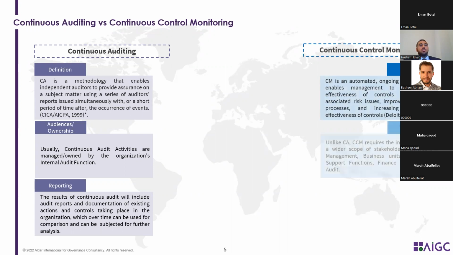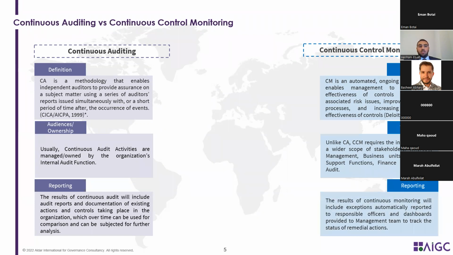While on the other hand, continuous control monitoring is an automated ongoing process that enables management to assess the effectiveness of controls and detect associated risks, thus improving business processes and increasing cost effectiveness. Unlike continuous auditing, the people involved in CCM include a wider scope of stakeholders. We can see management involved, the finance function involved. We can see support functions, whether risk management, compliance, or even internal audit, all involved when it comes to CCM.